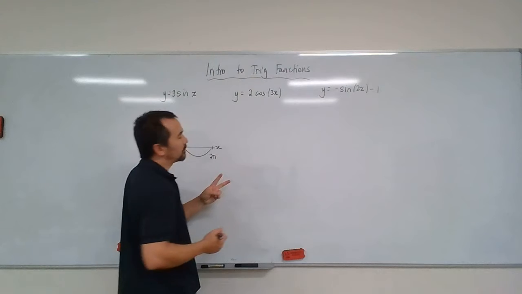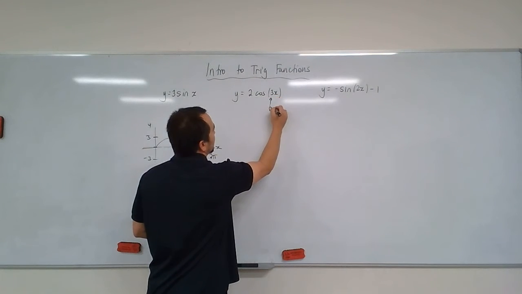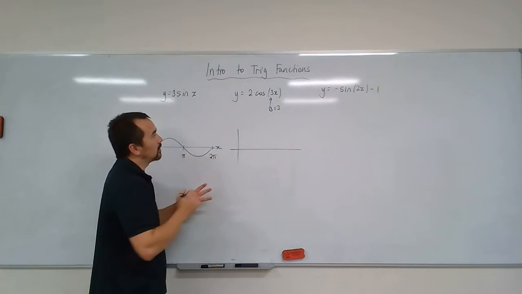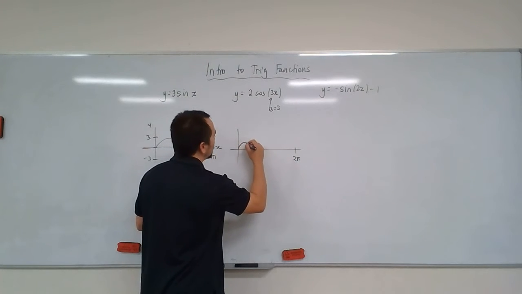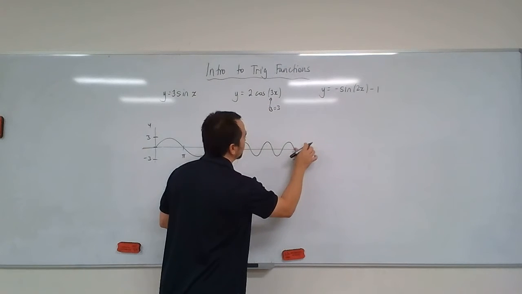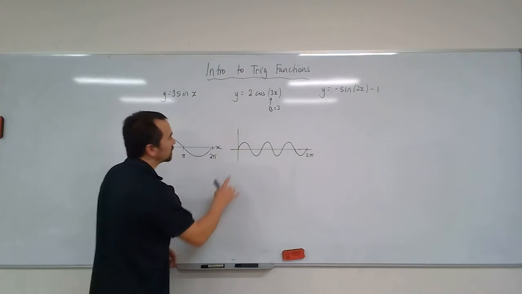Let's go to y is equal to 2 cosine 3x. So there's two transformations that have happened here. First of all, that b value is equal to 3. Now what that means is that there are now 3 cycles from 0 to 2 pi. So now it looks like this. 1, 2, 3. I'm going to move 2 pi over here a little bit just to make that work. So that's 3 cycles now.